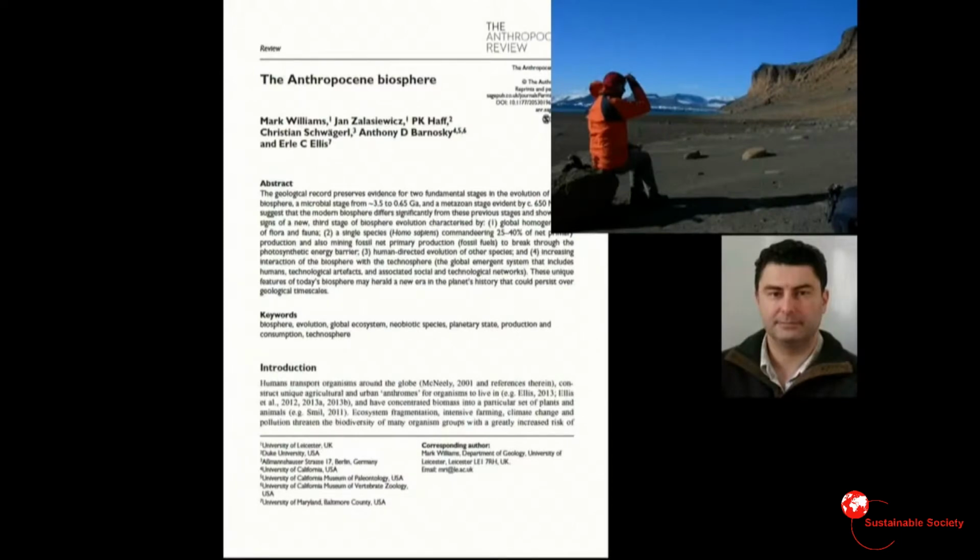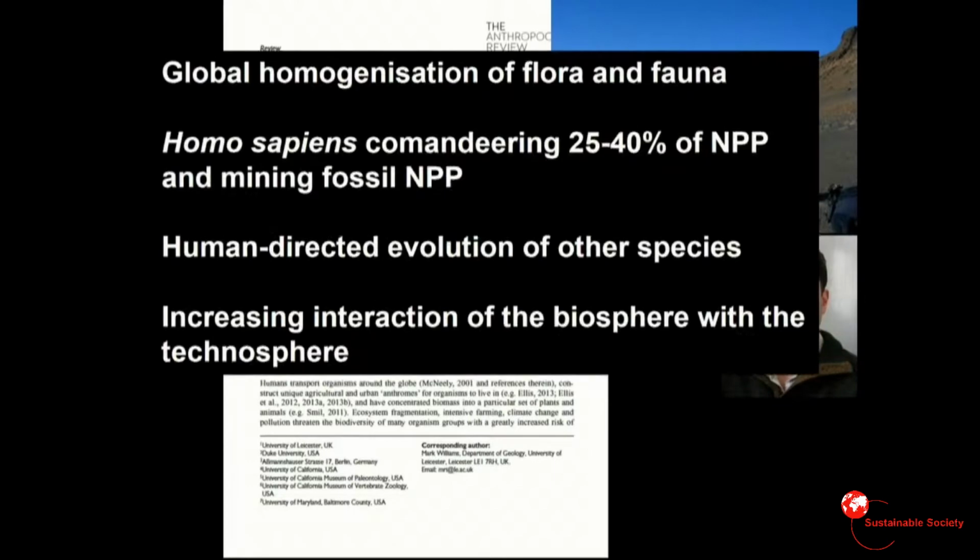So we've done a long-term look at what's happening to the biosphere, led by Mark Williams, working with the Anthropocene Working Group. Next slide, please. So what he's saying is that we're homogenizing flora and fauna. We're moving animals, we're moving plants around the world. We are now commandeering, using up to 40% of the net primary productivity of the planet. Every year, there's a certain amount of productivity, of growth, of plants and so on. We are now co-opting up to 40% of that.